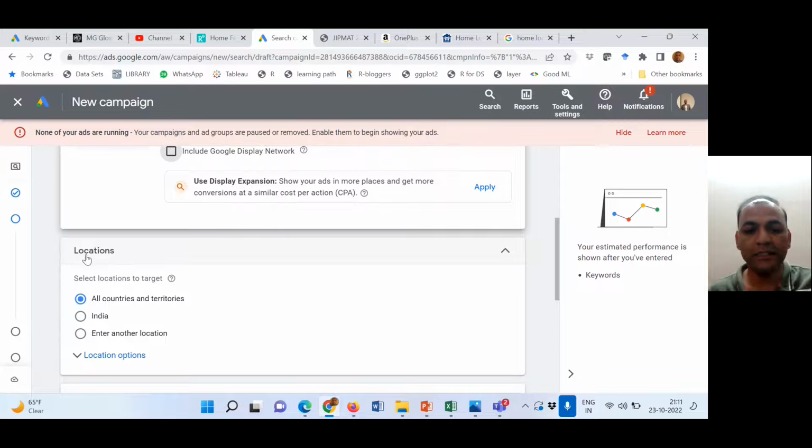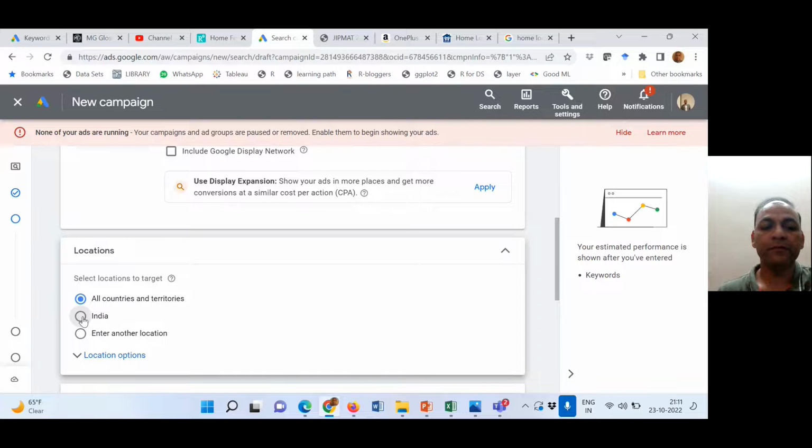The next part is the location. So here now IIM Jammu is running this IPM program for Indian citizens. And we would like to run the campaign India specific. Okay, so our location is India.